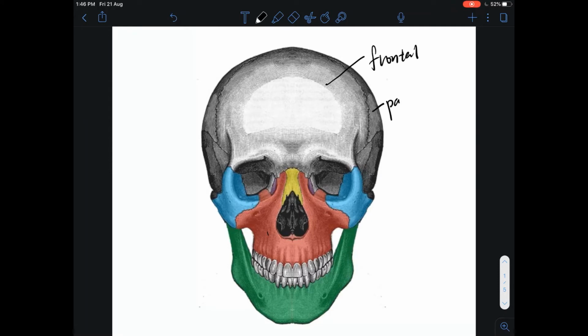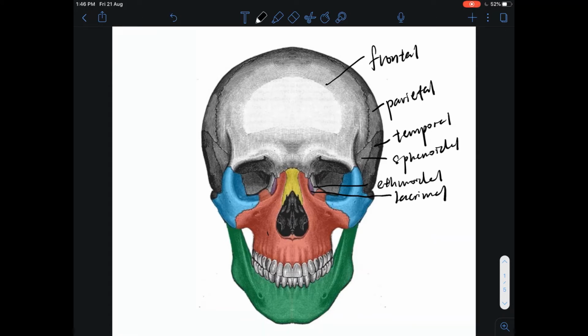the parietal bone, the temporal bone, the sphenoidal bone, the ethmoidal bone, the lacrimal bone, the nasal bone, the zygomatic bone, the maxilla, and the mandible.